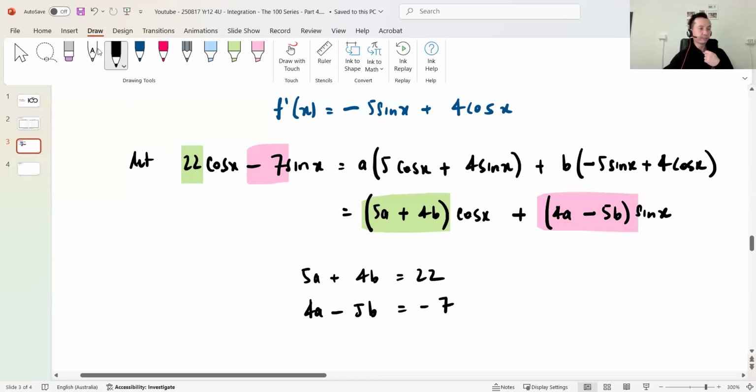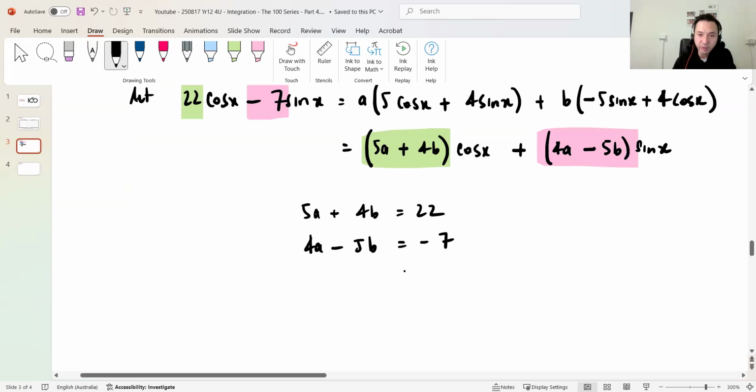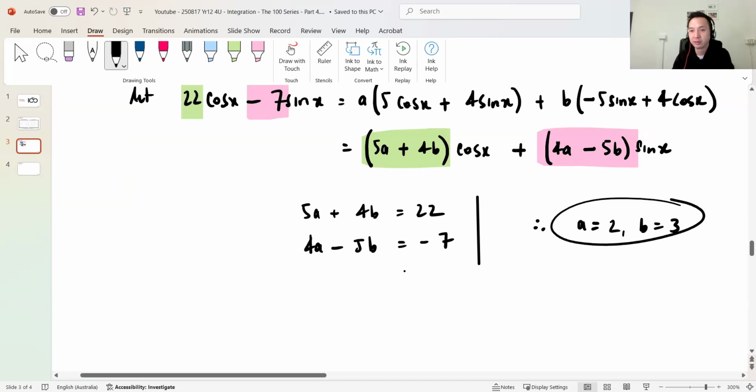Yeah, it looks right. Okay, now, without wasting time, guys, if you solve this simultaneously, you get, therefore, A equals 2 and B equals 3. Let me check that. 10 plus 12, yes. Let me check that. 8 minus 15, yes. Okay, so that's your A and B.